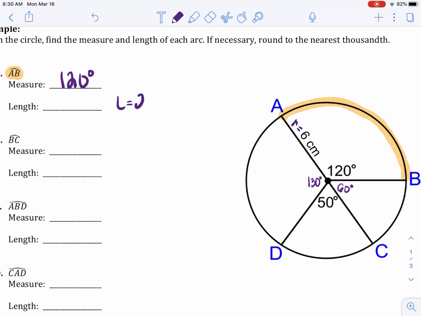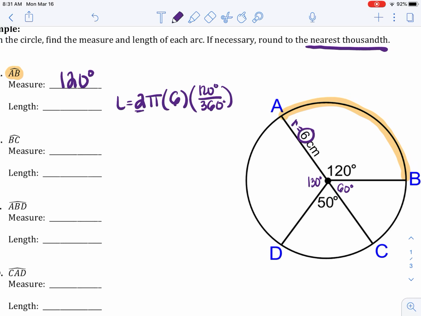So length is equal to 2 times pi times the radius. The radius in this case is 6. We already saw that right here. Times, and now I need the measure of the arc, which is 120 degrees over 360. So you're taking 120 of the 360 degrees available. Now you're going to type this in your calculator to get your answer. You are going to get a decimal and you're going to round it to the nearest thousandth.